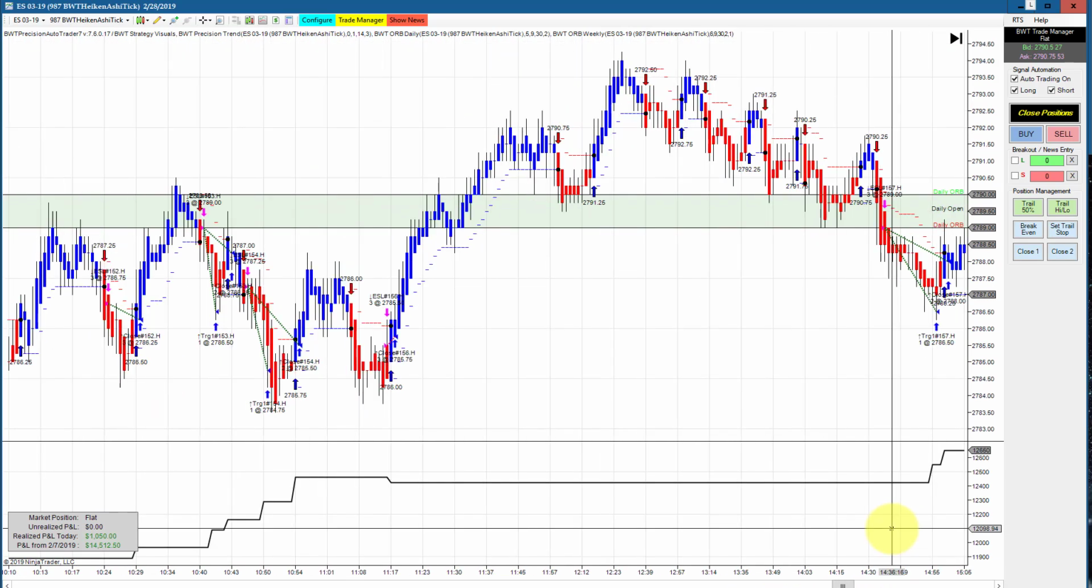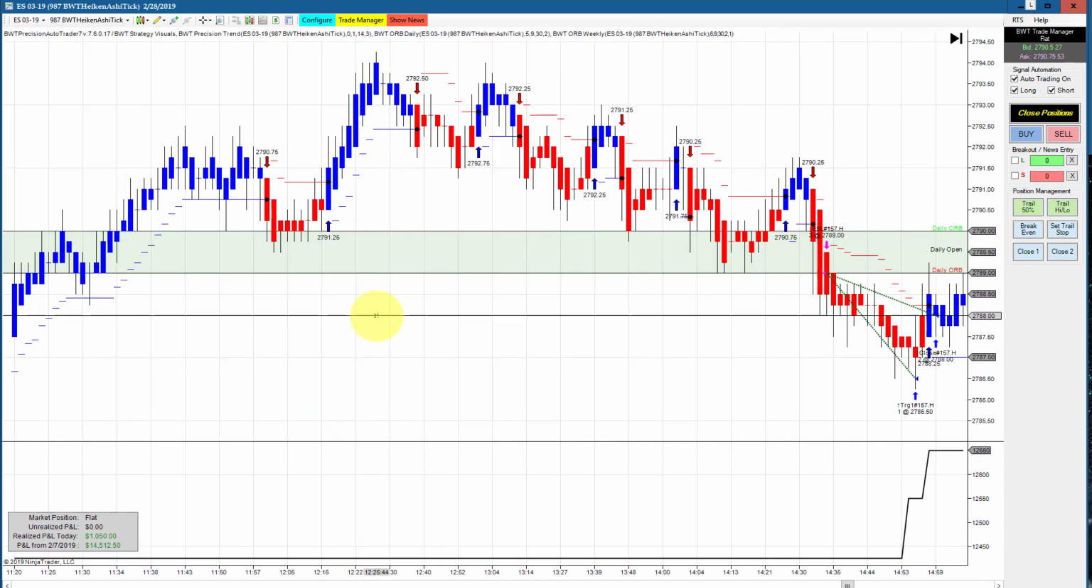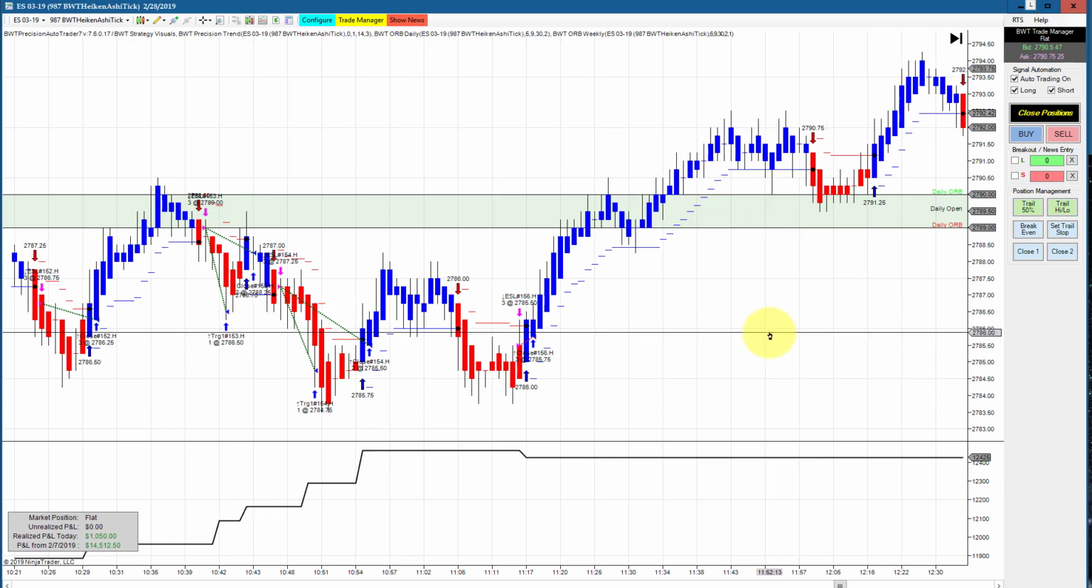But back to our daily and weekly open filter. You can set this as a filter. The way it works is the Autotrader will only go short if it's below the daily or weekly open. You can use one or both as a filter. So it'll only trade short below and only trade long above.